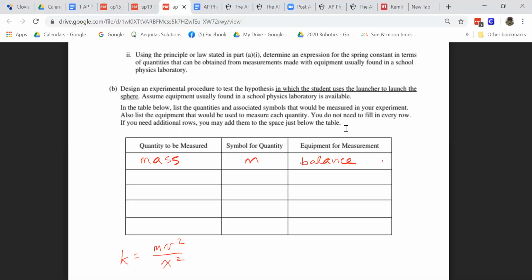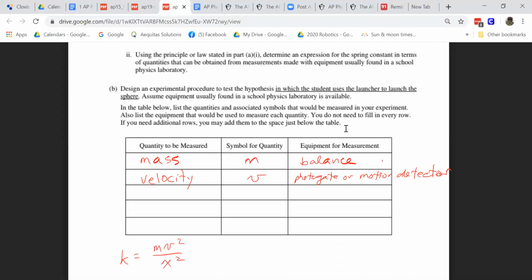We have to measure velocity, and we could use v. What equipment can we use? We can use a photo gate, or you can use a motion detector, although a photo gate would be better. Now let me explain what a photo gate is.